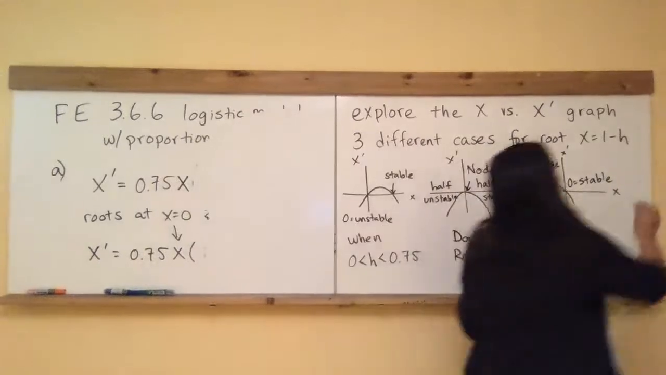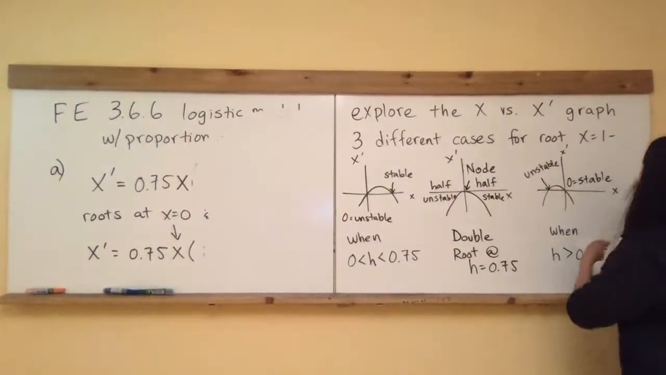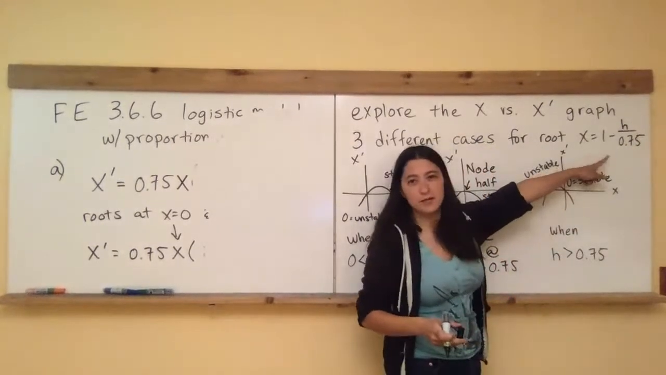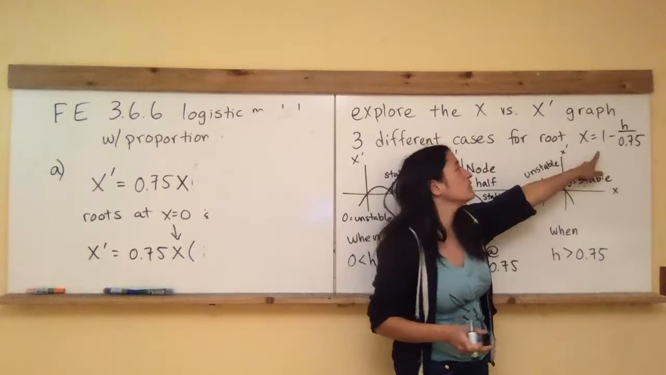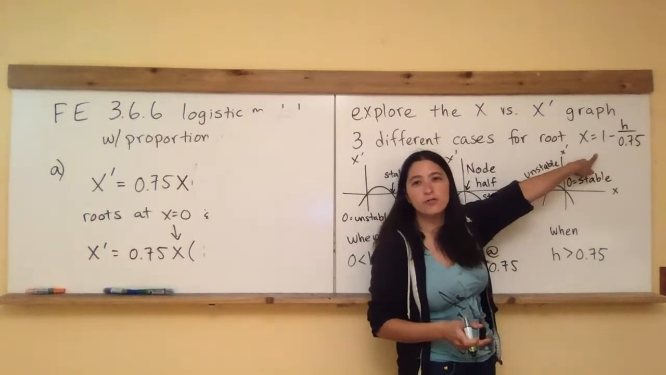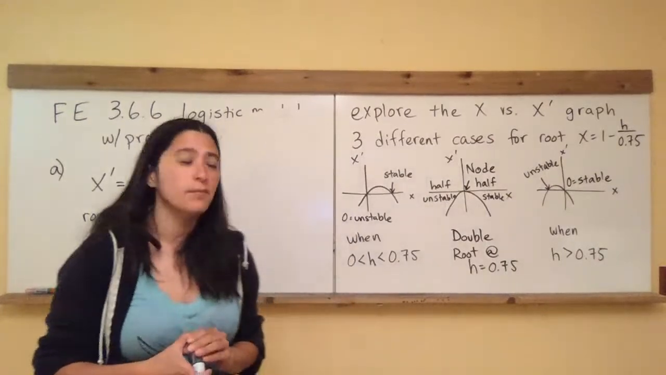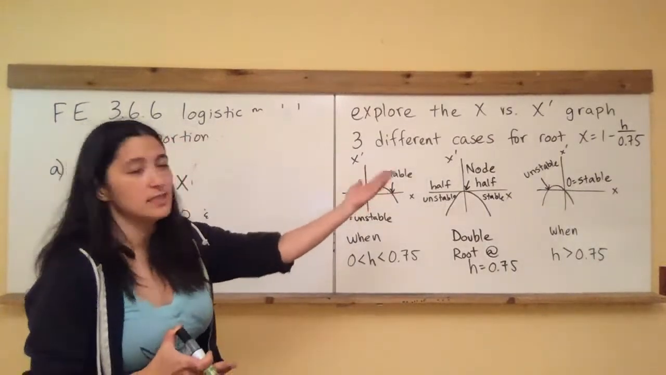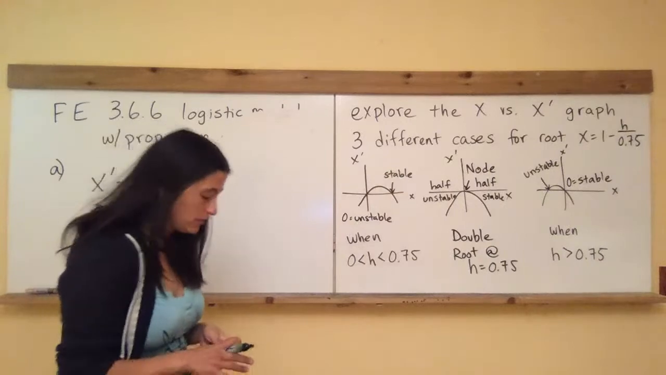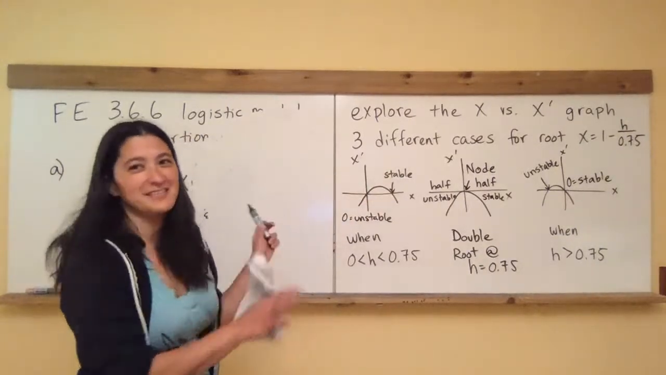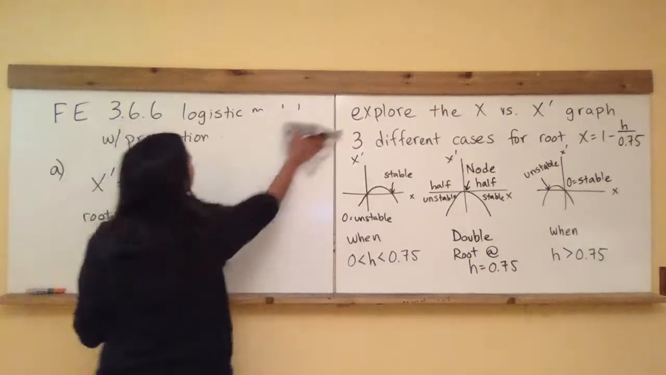Oh, geez, come on with the typos. X over 0.75. Sorry, there's a typo there again, and that was based off of my factoring typo. The second root is at 1 minus h over 0.75, not 1 over h divided by 0.75. That was just based off the other typo, so we'll still all count it in as the same typo, right?